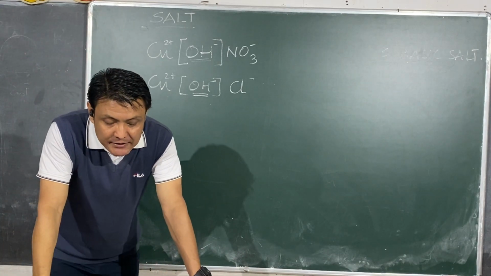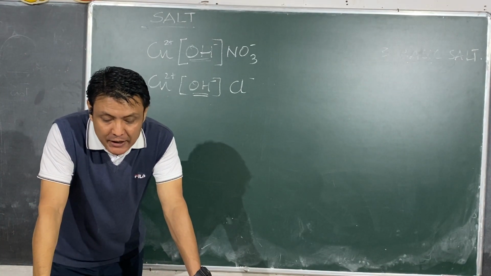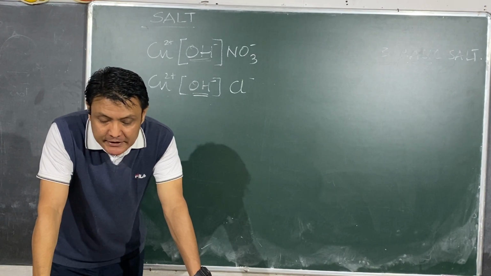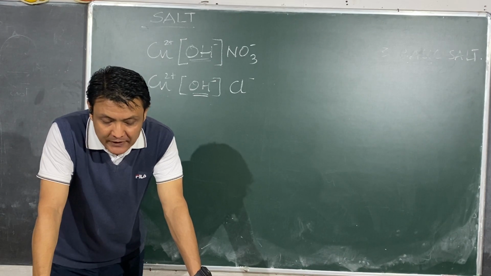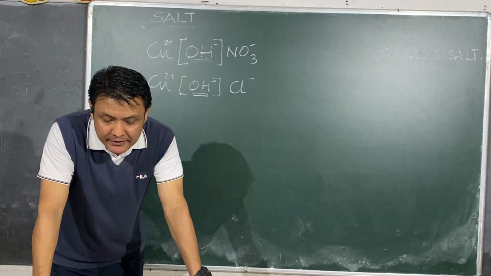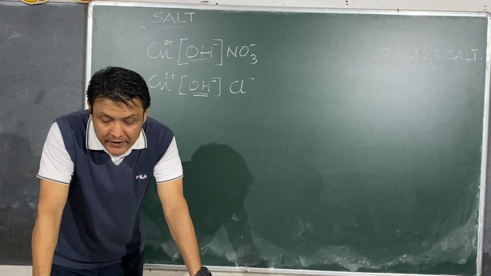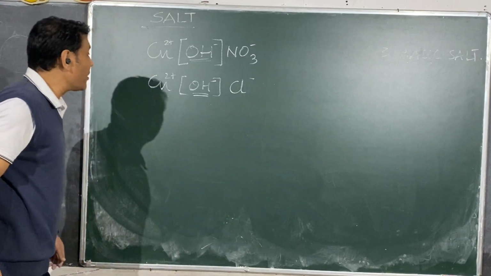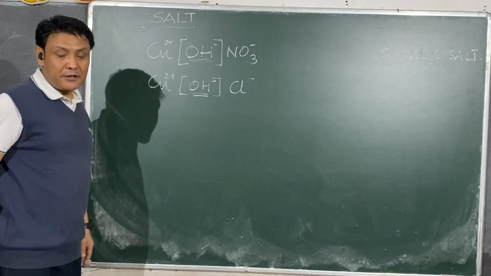Again, a basic salt is formed by the partial replacement of hydroxyl radicals of a diacidic or triacidic base with an acid radical. That is, it contains the cation, that is metallic, and two anions, the hydroxyl ions of the base and the anion of an acid. So this is all about the basic salt.